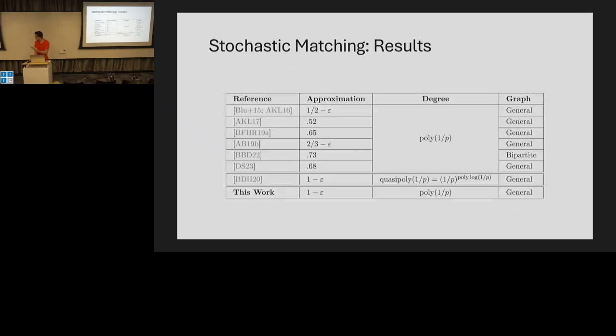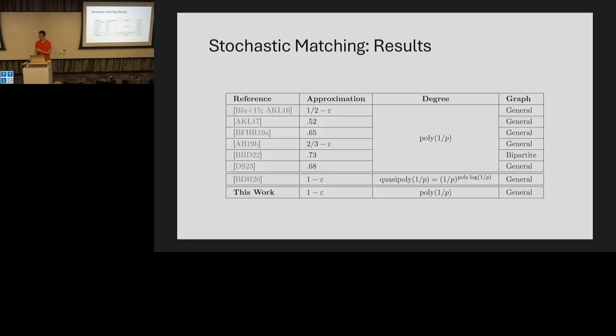Okay, so here's a summary of previous results and our result at the bottom. You can see there is this trade-off between the approximation ratio that you can get and the sparsity of the queried subgraph, here measured in the average degree of the queried subgraph. And there has been a long line of work getting better and better constant approximations using degree that is polynomial in 1 over P. And there has been this other paper that gets 1 minus epsilon approximation, but it uses degree that is quasi-polynomial in 1 over P.